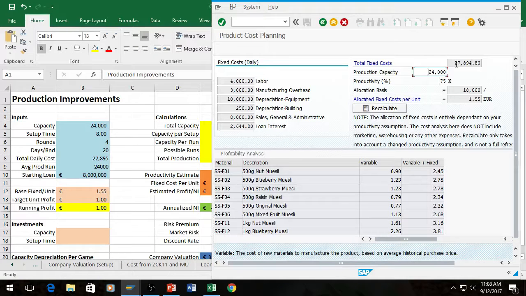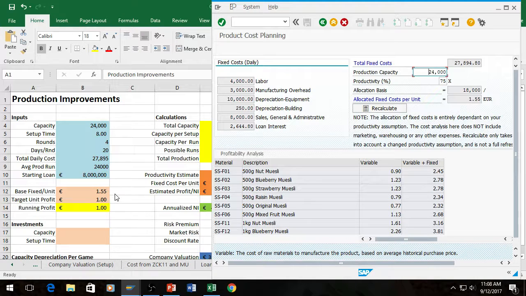I'm taking the total fixed cost here of $27,894, plopping it in here, rounded up to $895. I threw this in here just to get the calculations for ZCK11. This is presuming an average production run of 24,000, and that would be every time you are approving various production, you are making sure that it's averaging out to 24,000. We have a starting loan of $8 million, which everyone has, and this ends up being factored in once we get into the company valuation.